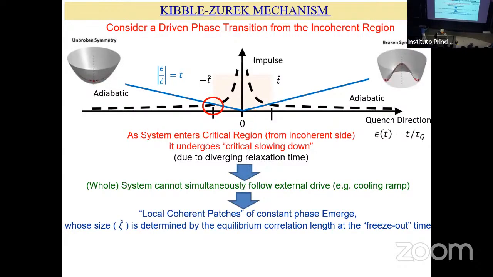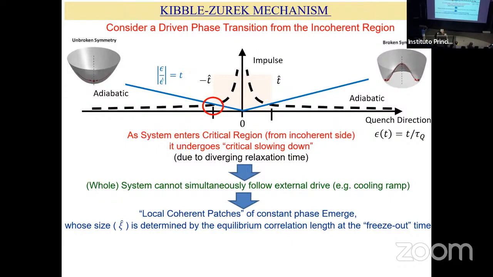And what happens is we have local coherent patches of developing constant phase emerging, okay? Now the size of these patches is given by this characteristic length scale, which we know is itself diverging as you approach the critical point. So the point at which the system falls out of equilibrium and breaks the symmetry will tell us how fragmented, if you like, the system is at that point.